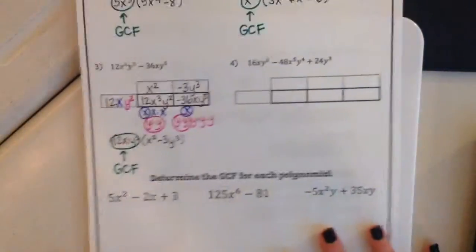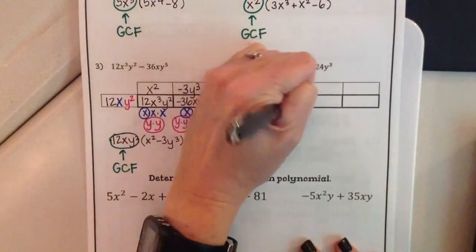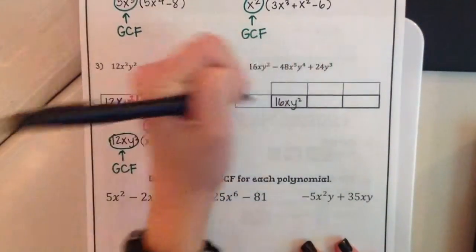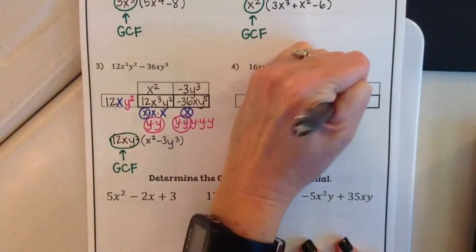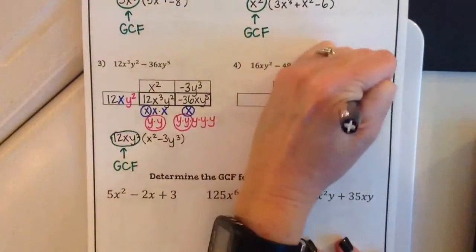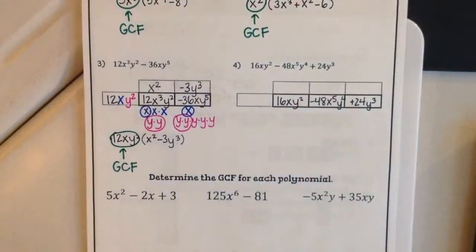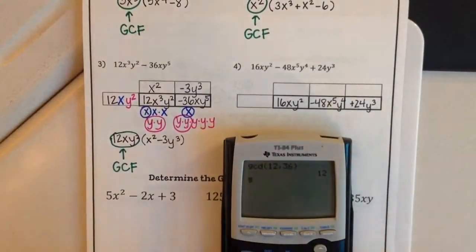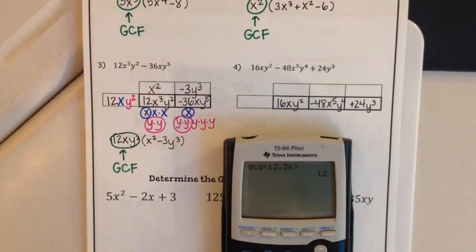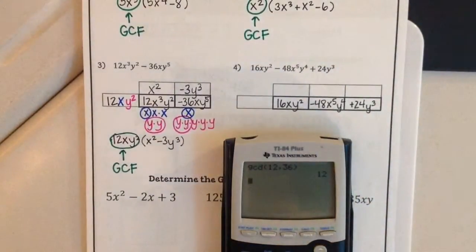All right, so let's look at this next one. Okay, so I want to factor out 16xy squared minus 48x to the fifth y to the fourth plus 24y to the third. And again, I have 3 coefficients, so I'm going to need to do my GCF in my calculator twice because I really can't figure out. I'm thinking it's 2 because 16, 48, and 24 are all even, but I just want to double check that there's not a bigger GCF.